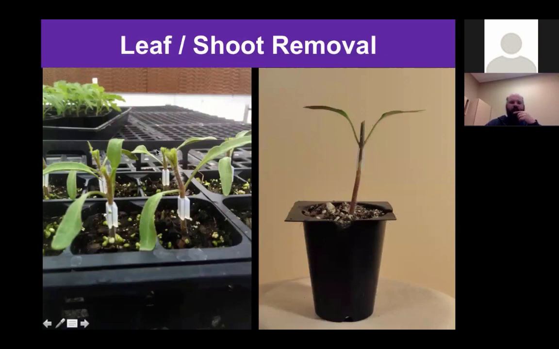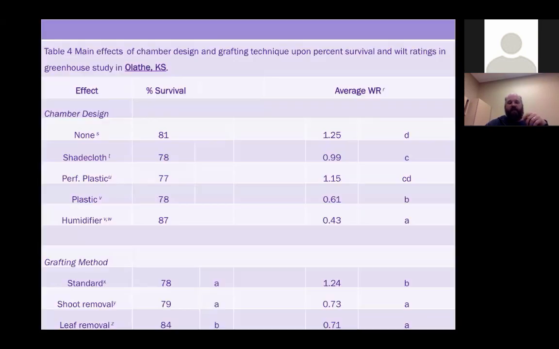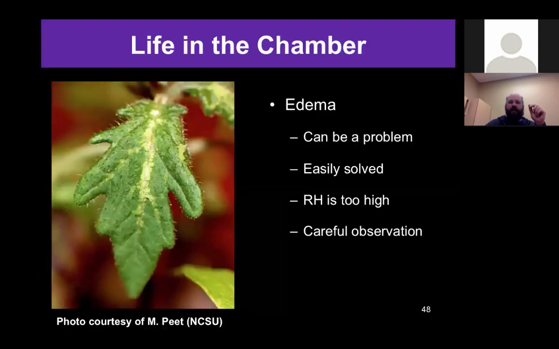But we also tried it by just cutting a whole bunch of leaf material off. You can see this on the left, where we've left the meristem in there, but we've cut off pretty much all the leaf material. And this is something that's been really useful, both for increasing success. You can see some of Sarah's data here. We saw significantly higher success with that grafting method using leaf removal. And then we've also found out that it's been a little bit useful for other things as well.